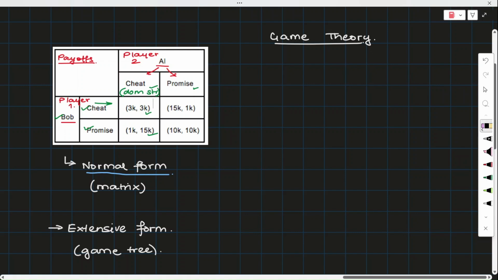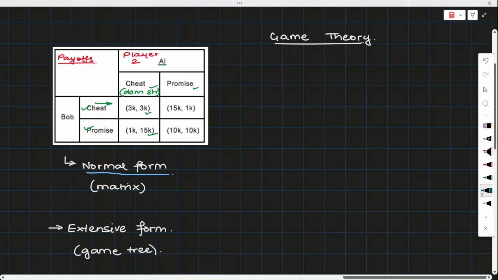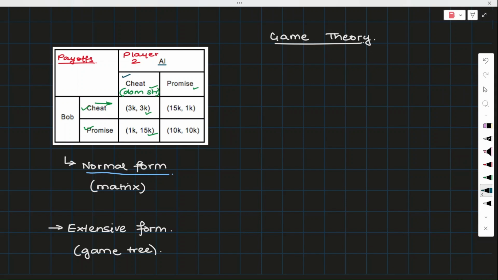Now we move on from the perspective of Bob's action being fixed to Al's action being fixed. We fix Al's action and then we decide what Bob wants to do. Suppose Al decides to cheat. Then Bob will again have two options. Bob can either cheat or promise. Now remember, when we were looking at Al, we were looking at the second number. Why? Because Al was player 2.